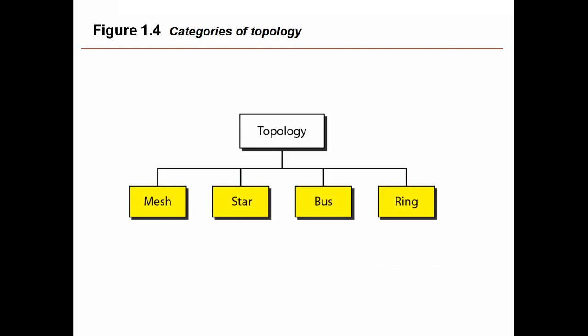Categories of topology. Topology means the way in which we are going to connect the systems in a network. Here we have four different types of topologies. The first one is mesh topology. The second is star topology. The third is bus topology. The fourth is ring topology. Now we'll see what mesh, star, bus, and ring are.